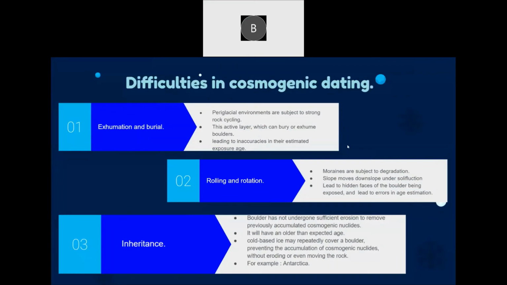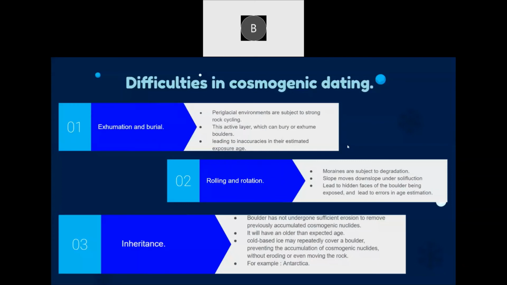The first difficulty is exhumation and burial. This is because periglacial environments are subject to strong rock cycling within the active layer, which can bury or exhume boulders, leading to inaccuracies in the estimated exposure age. Second is rolling and rotation. Landforms such as moraines are subject to degradation, and anything on a slope will move downslope under solifluction. This causes previously hidden faces of the boulder to be exposed and leads to error in age estimation.